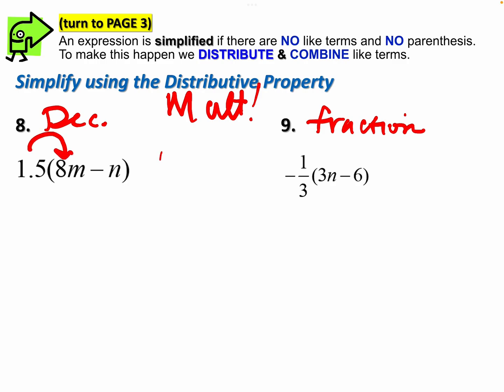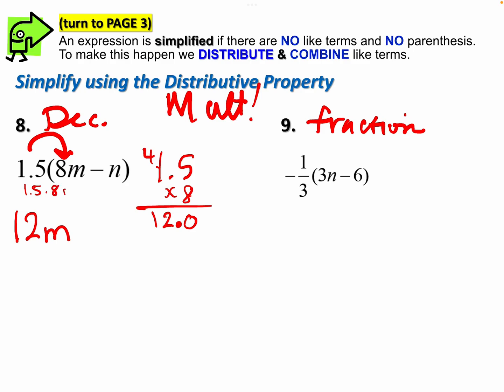1.5 times 8. You can do that off to the side of your paper. It's 40. It's 12. Move my decimal in. So I'm going to have 12m. Because I had 1.5 times 8, m. And then I'm going to have 1.5 times n, which means I'm going to have a negative, because that's a negative and a positive, 1.5n.